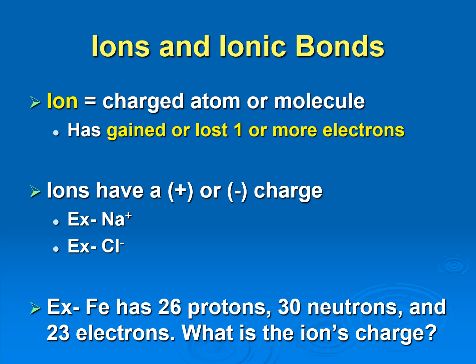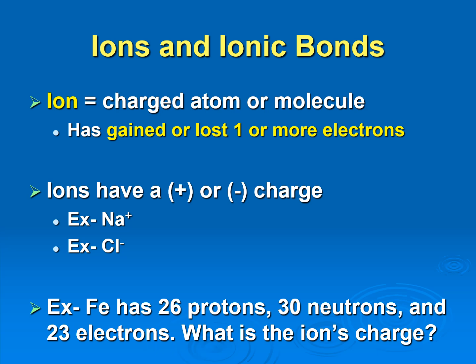And here's another example that you'll find on some of the assignments, and then also could be on the exam as well. So here we've got iron, which the chemical symbol is Fe, and iron has 26 protons and 30 neutrons, and there's also 23 electrons. So what is the ion's charge?